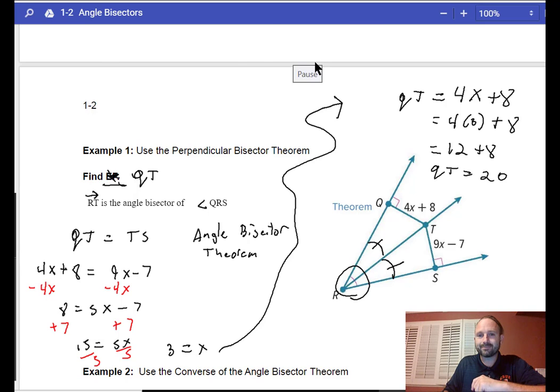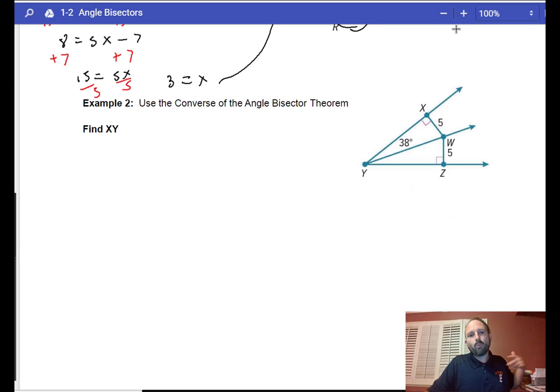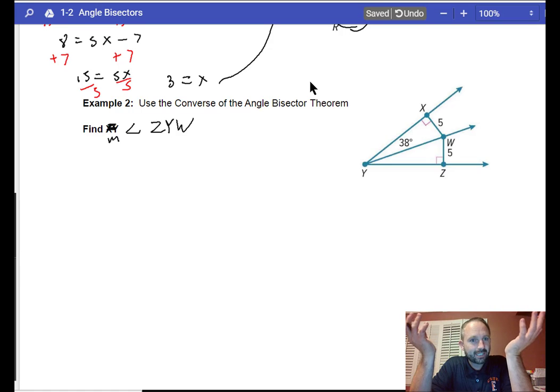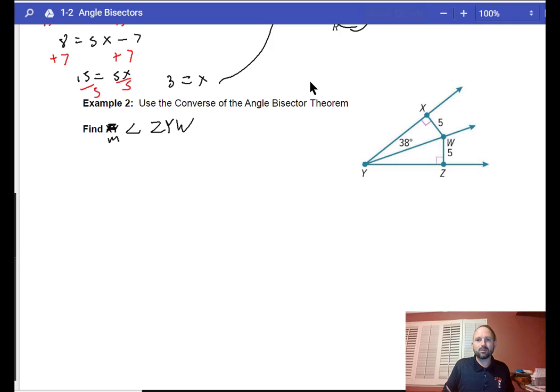Let's go on. All right, so the converse of the angle bisector theorem. So we're figuring out, hey, what is the measurement of ZYW? Okay, big ol' hint. We already know it's going to be the same. It's going to be 38 degrees, but the point is not to be like, hey, this is 38 degrees. Why? I don't know. It's 38. The point is to use our logic to figure it out. So let's set up our proof.